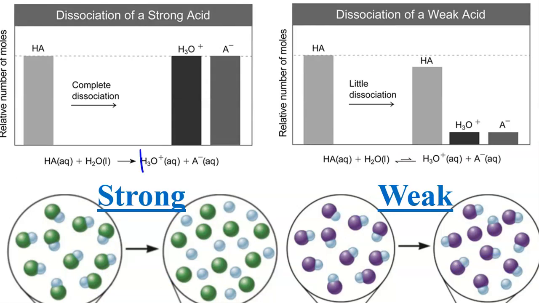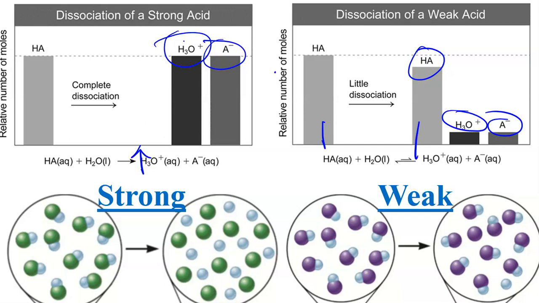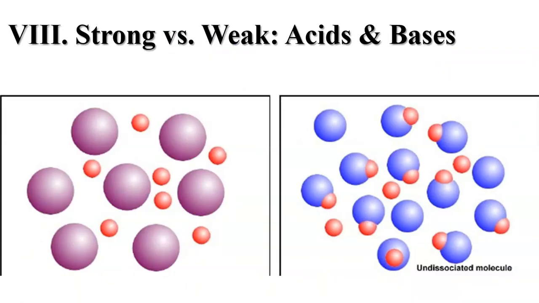Okay, so this one is an example of a strong one. See how we completely dissociate into our cation and anion, and over here we only slightly dissociate. We mostly stay as our original one.